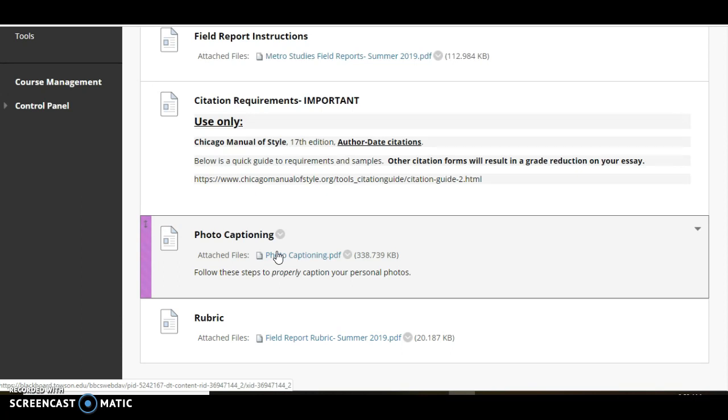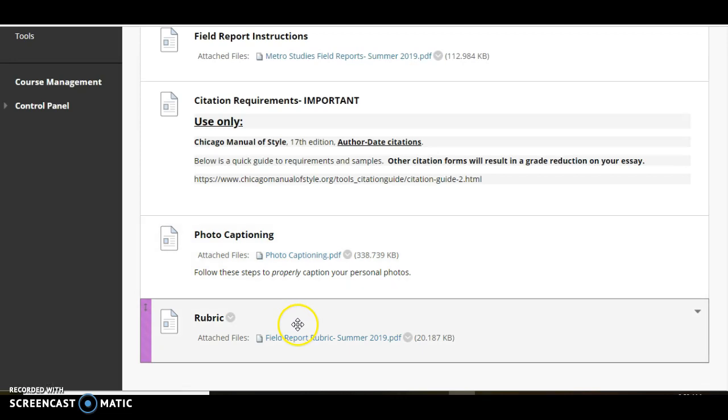So this is an active learning assignment. You take photos, you do the research, you bring those together, you have a nice document, a field report, where you detail what you uncovered and you use that photo support. And then I have a rubric right here.